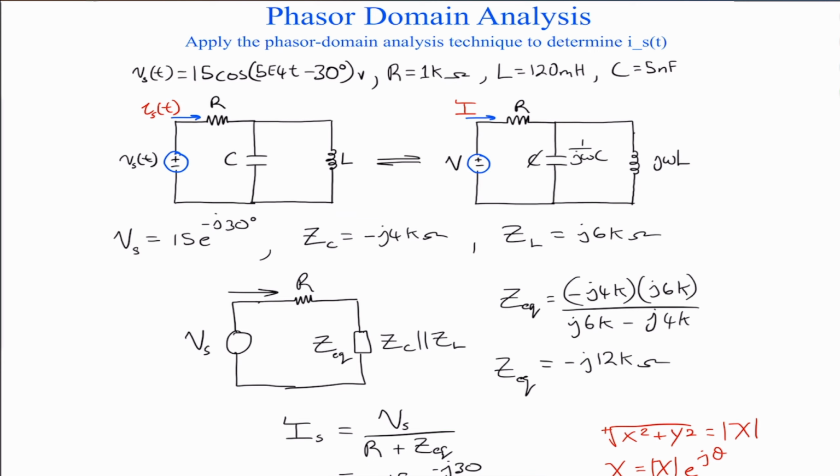Had we solved for current in the time domain, it would be equivalent to solving for the current in the phasor domain. However, the phasor domain is much easier because in the time domain we have to deal with differential equations of sinusoids and so forth. So the phasor domain analysis technique allows us to skip those complex manipulations and just go straight forward without dealing with any sinusoids and just dealing with linear equations.